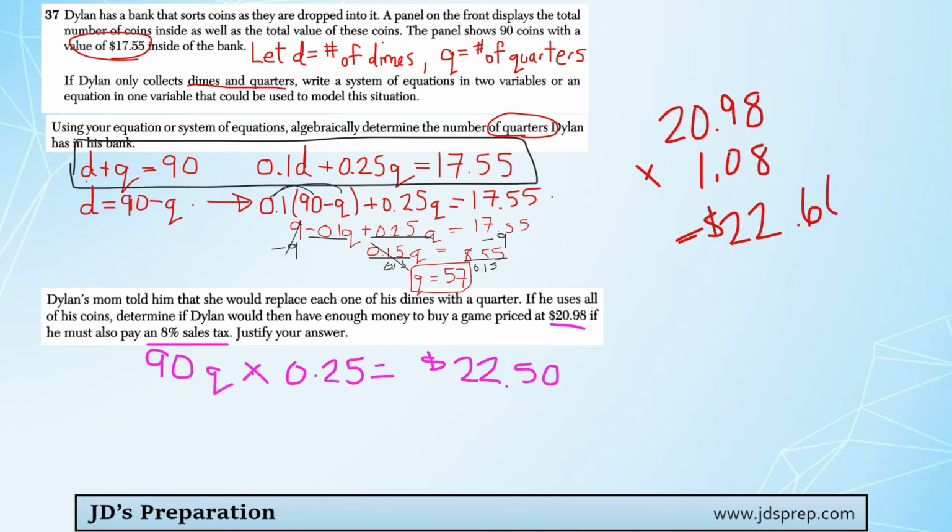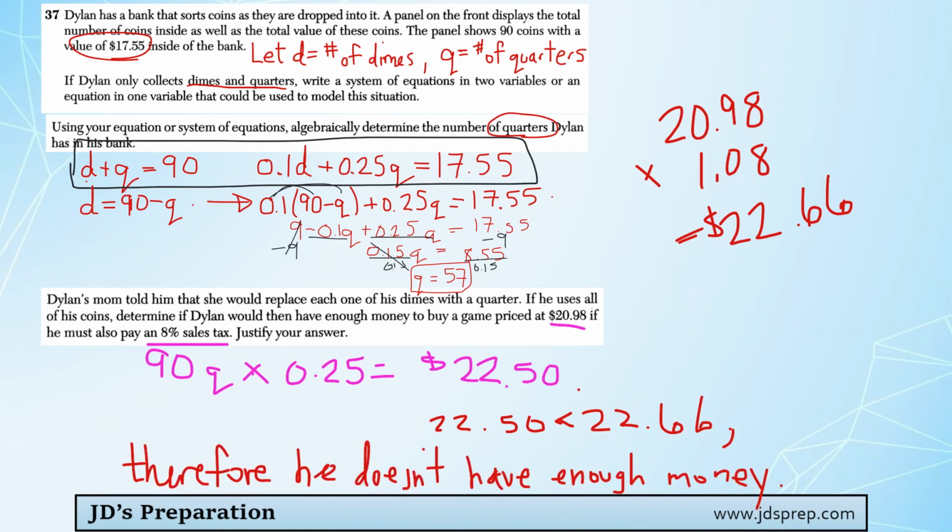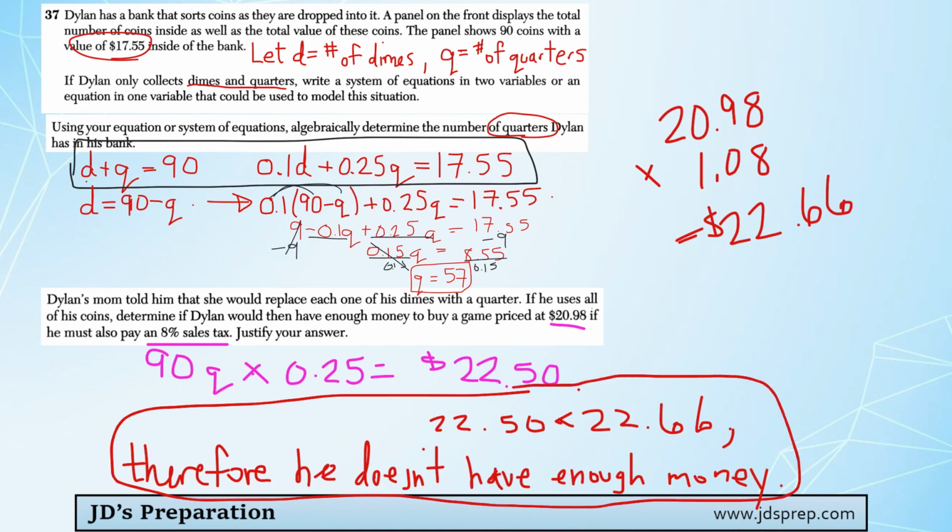By doing that, we get $22.66. So we can see that because the amount of money Dylan has, $22.50, is less than the cost of the game, which is $22.66, he does not have enough money to buy it. Only 16 cents short, so I'm sure maybe he could barter a deal, but at any rate, we can conclude that he doesn't have enough money, and stating that $22.50 is less than $22.66 would be a valid enough explanation or justification.